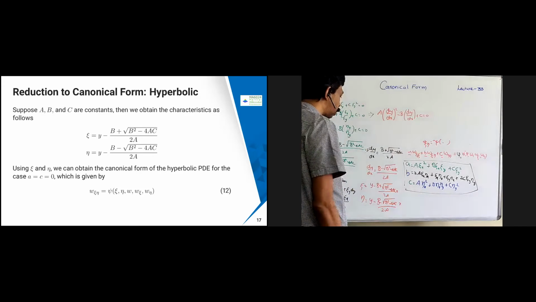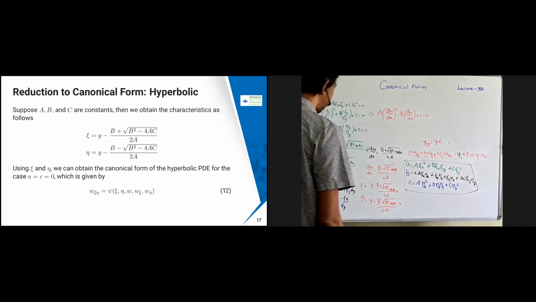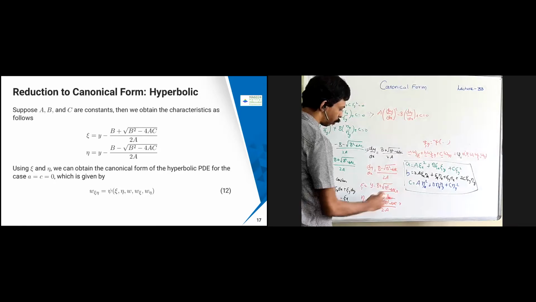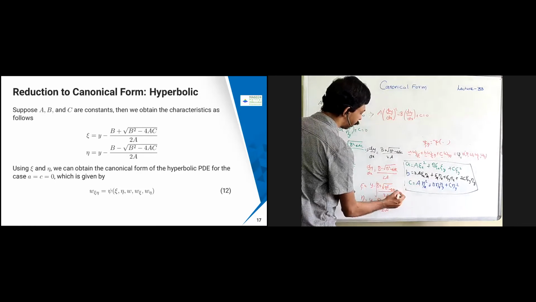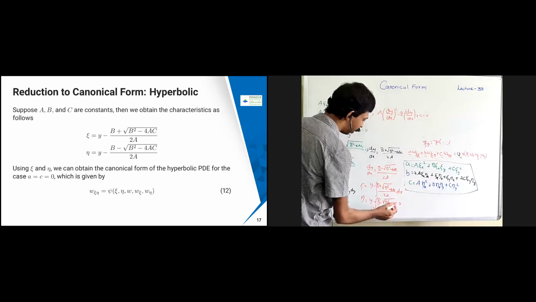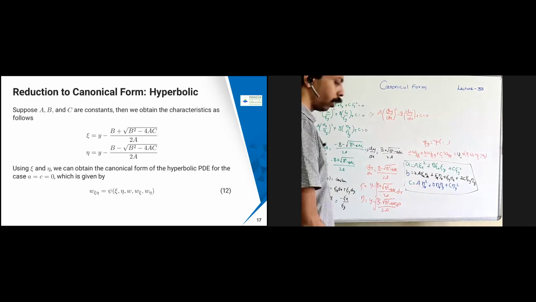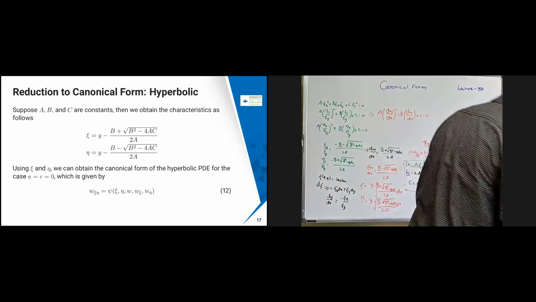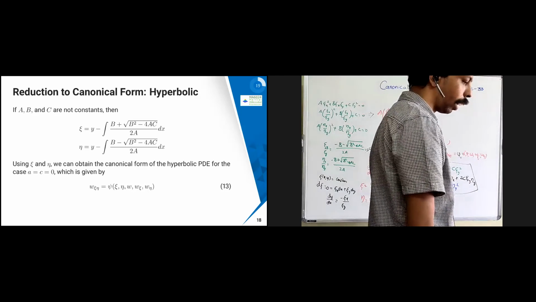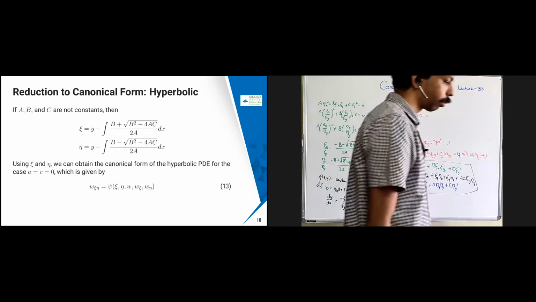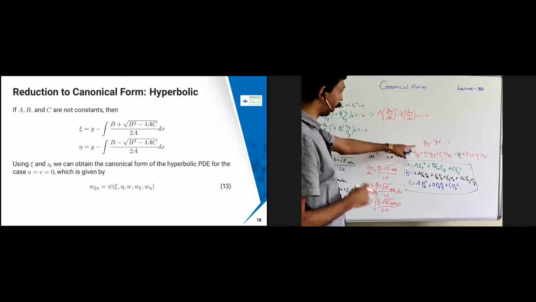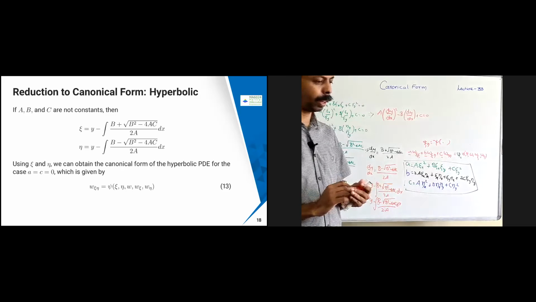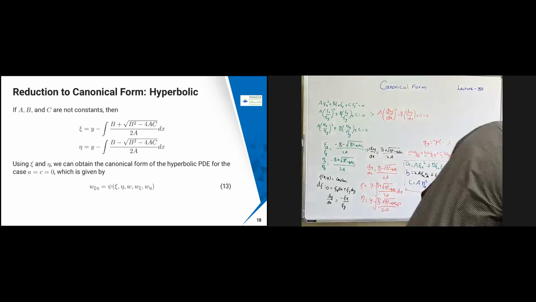In that case, what are we going to get? Instead of (b plus or minus square root of b square minus 4ac) into x, we are going to get an integral with dx. Similarly here, an integral with dx is going to come. So that is going to be your general chi and eta. Using chi and eta, again you can obtain the same kind of equation, a hyperbolic PDE.